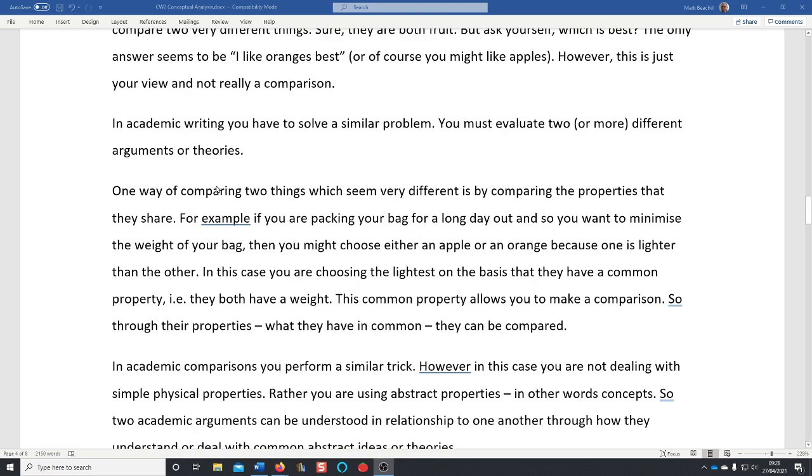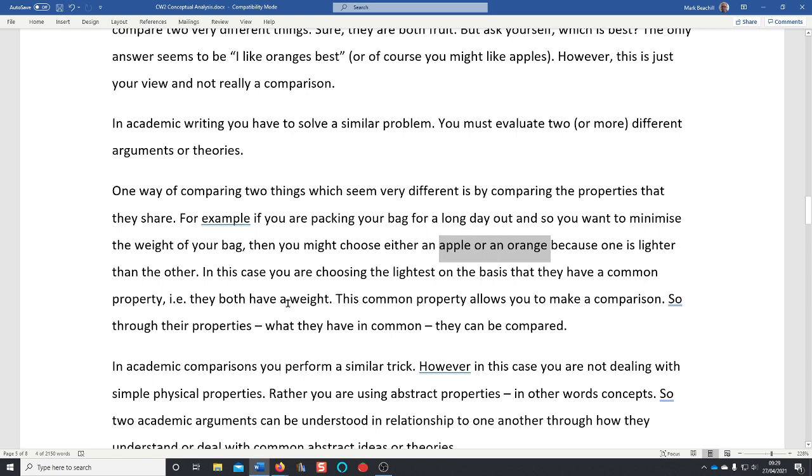Now, one way of comparing two things is comparing the properties they share. So, for example, if you're packing your bag and you want to minimize your weight, you'll look at an apple or an orange and find out which is the lighter one, right? Because you're choosing the lightest on the basis that they've got a common property. That's a way of comparing apples and oranges.